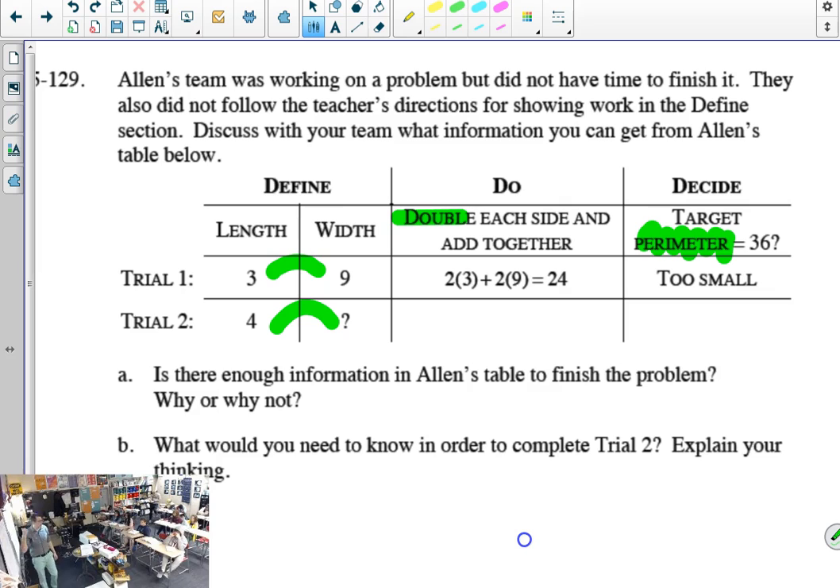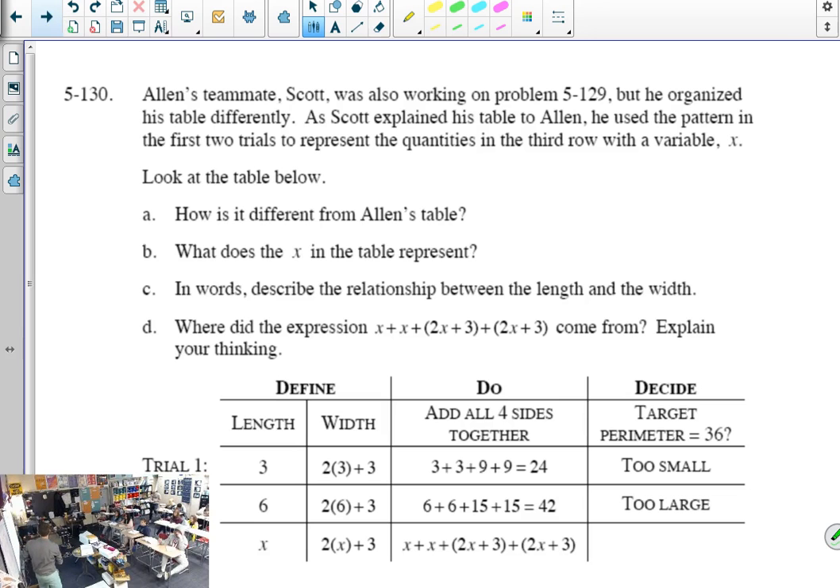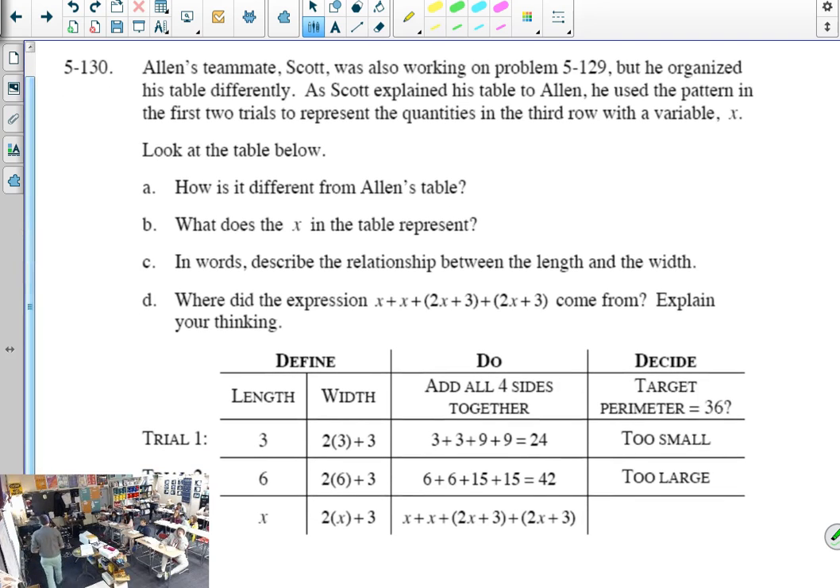So if we go to Alan's team, we're like, look, guys, we want to help you. You have to give us more information. They're like, oh, you might want to know this. So Alan's teammate, Scott, gives us a bit more. He tells us that to find the width, we look at the width down here. Did we triple the length to get our width?